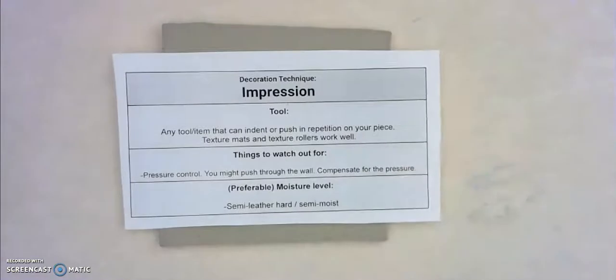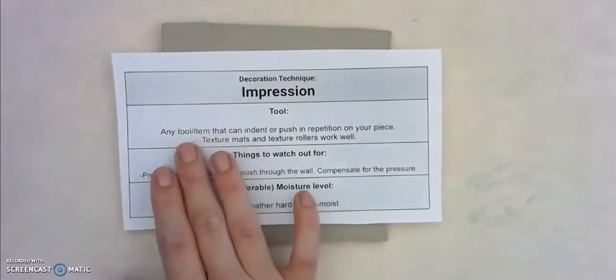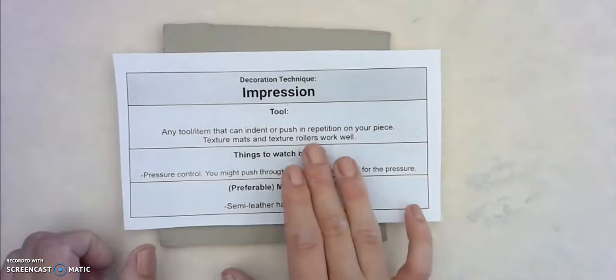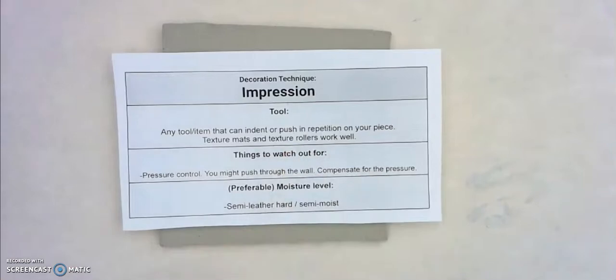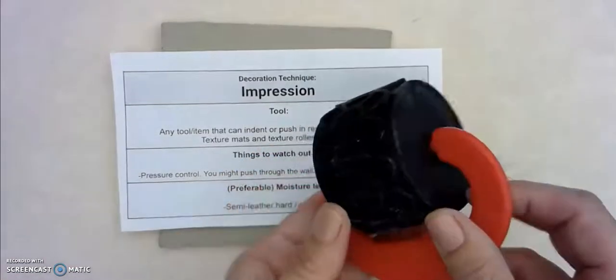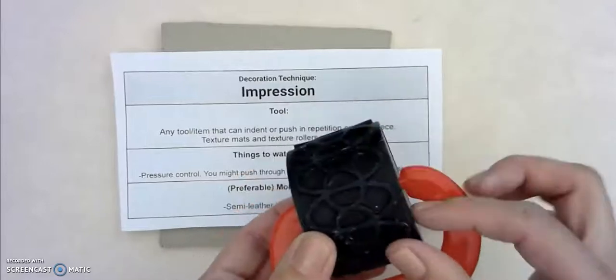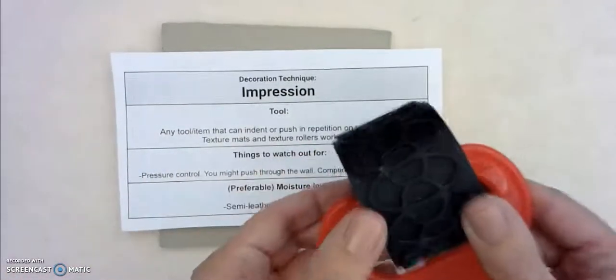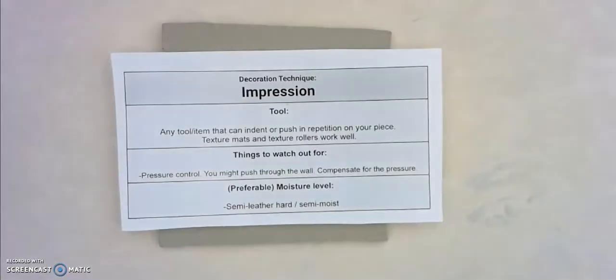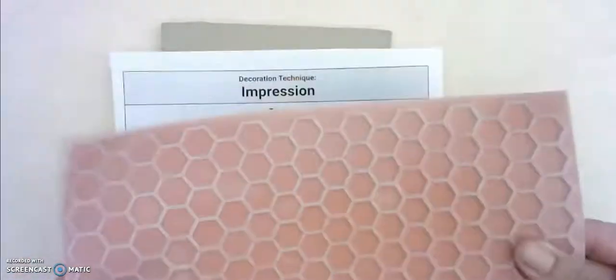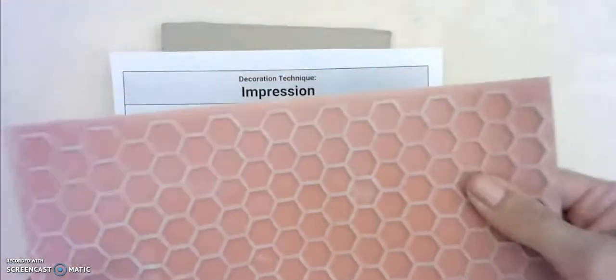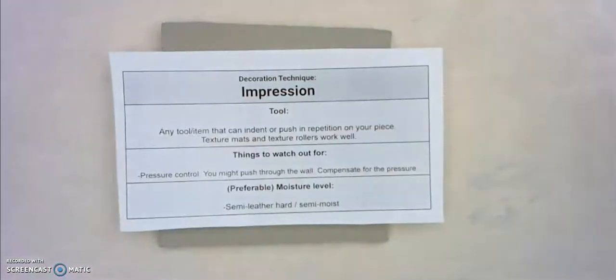So impressions. You can use really any type of tool or item that you can indent or push in repetition on your piece. Texture mats and texture rollers work really well, but note that you are going to get a certain imprint on the surface. So this might not actually work for you. And while you're thinking, well, Ms. J, this texture mat has honeycomb, which is nature inspired, but it's already contrived. You could use this, which I'll use in the demo, but we can actually add to this impression.